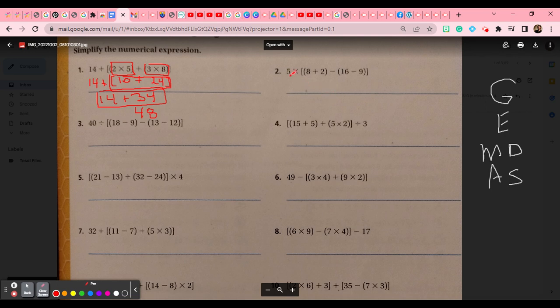Let's look at number two. Okay. We have 5 times, then we have open bracket, open parentheses, 8 plus 2, close parentheses, minus 16 minus 9, close parenthesis, close bracket. Sorry. Let's box in our 8 plus 2 and our 16 minus 9. 8 plus 2 is 10. 16 minus 9 is 7. Okay, so 10 minus 7.